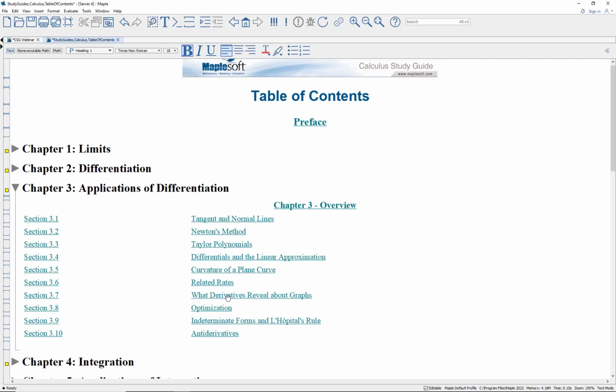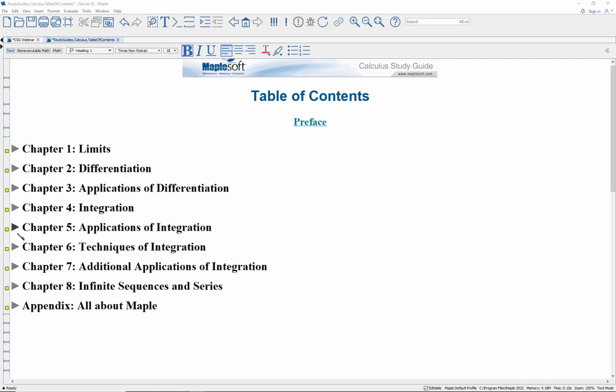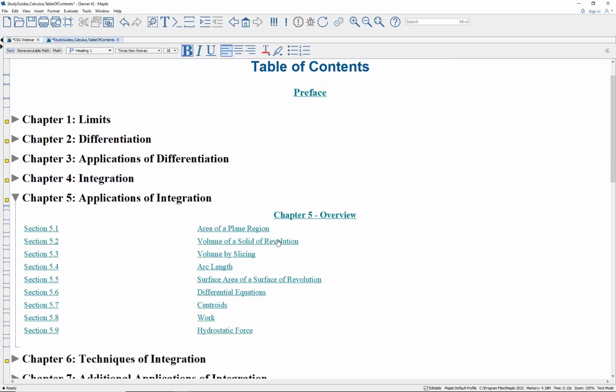In the old days, you used derivatives to see what the graph is going to look like. Well, now you can start with what the graph looks like, but you want to know what the connection between derivatives and the shape of the graph might be. Then there's optimization, indeterminate forms, L'Hopital's rule, and the notion of an antiderivative. Chapter 5, we have applications of integration, more straightforward ones: area between curves, volume of the solid of revolution, volume by slicing, arc length, area of the surface of revolution. Then we have differential equations, centroids, work, hydrostatic force.